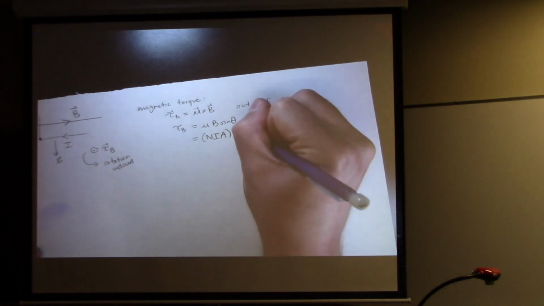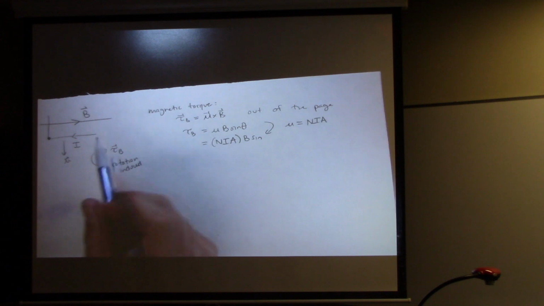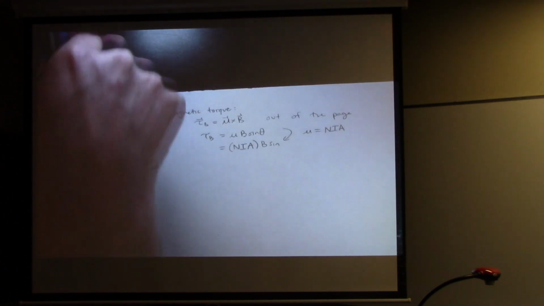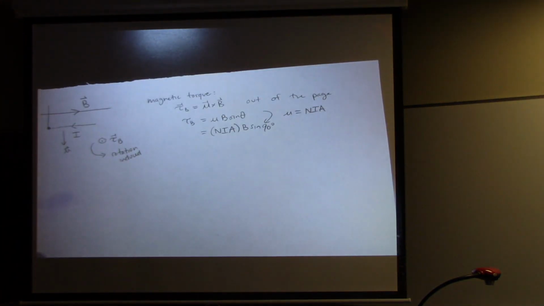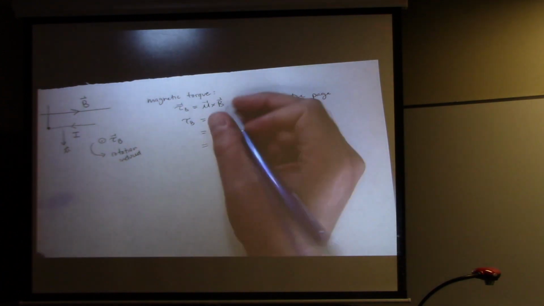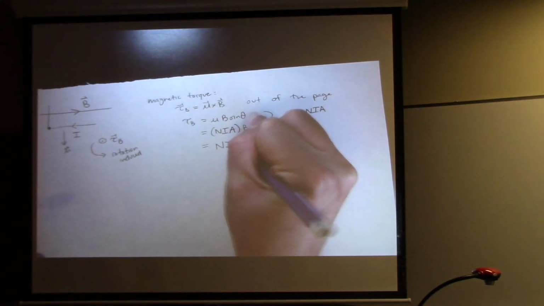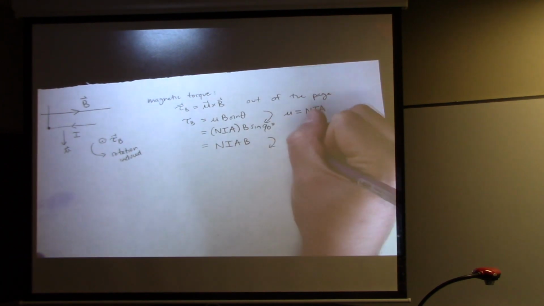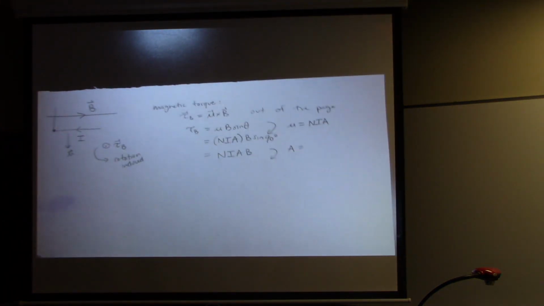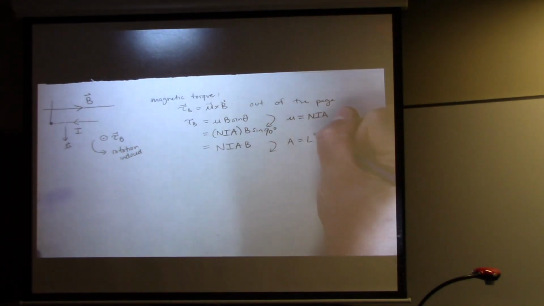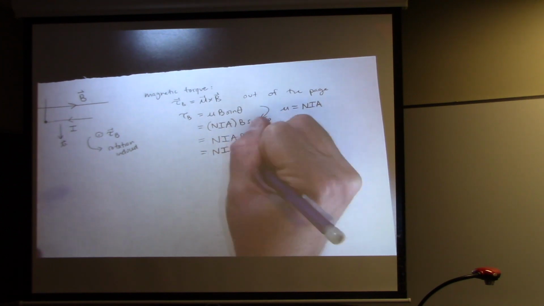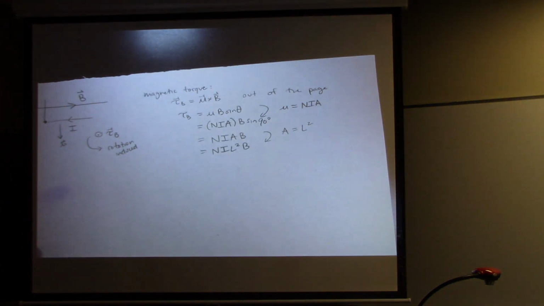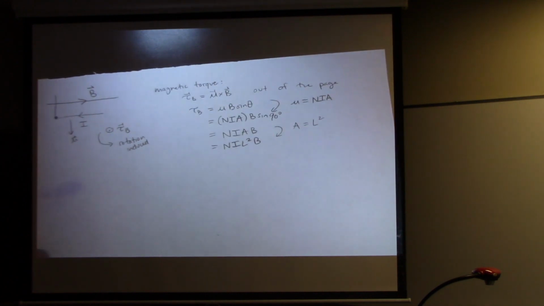And then we have sine of what angle? Well, my B field is going to the right, my mu vector is going down, so there's a 90-degree angle between them. And of course, when we take sine of 90, we get 1. So what do we have? NIAB. But the next thing we can realize is that this is a square loop, so the area of it is L squared. So we have N times I times L squared times B. That's the magnetic torque. Okay?